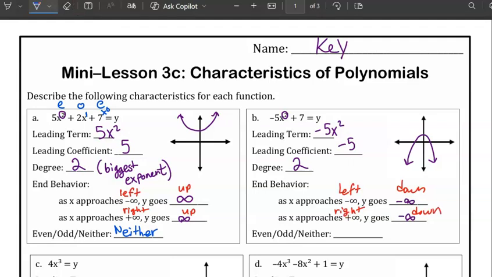Let's look at the exponents. 2 is an even number. 7 is the same thing as 7x to the 0. 0 is also an even number. This is an even function.